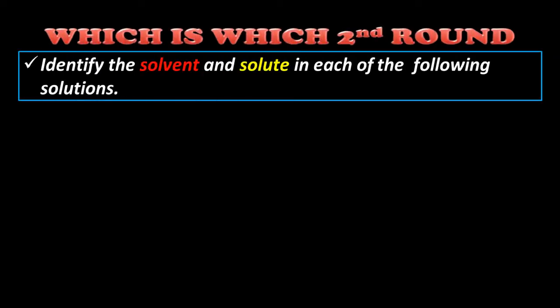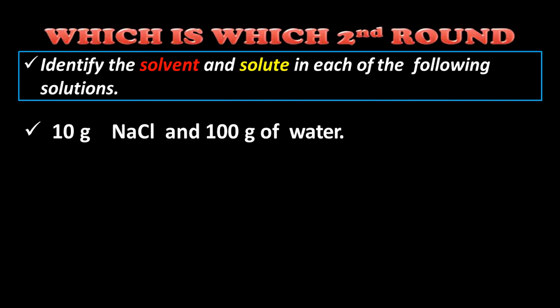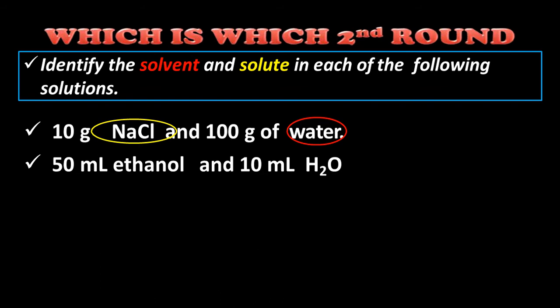Second round. Here we have more questions to make a checkpoint, solute and solvent. We have here 10 grams of NaCl and 100 grams of water. So NaCl will be what? It will be the solute and water will be the solvent. Another one, 50 milliliters of ethanol and 10 milliliters of water. So in general, water is the solvent and ethanol is the solute.